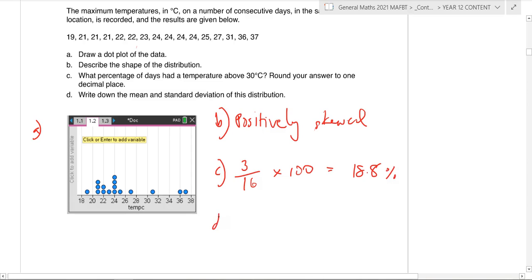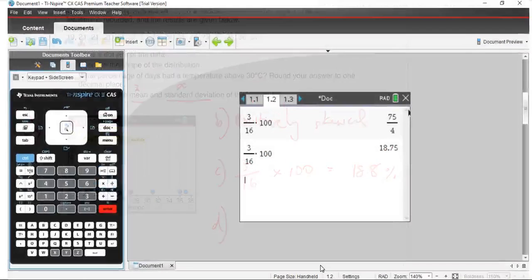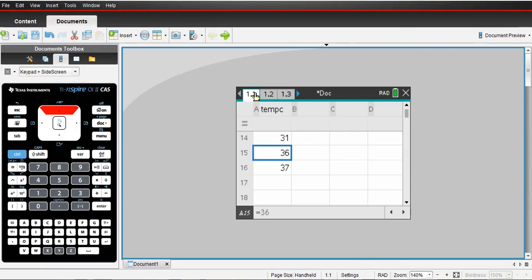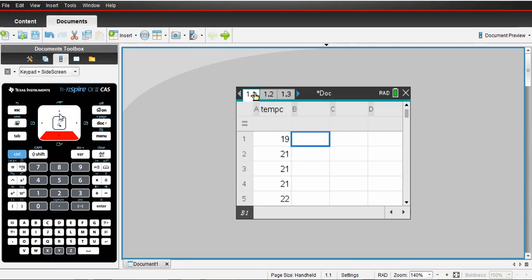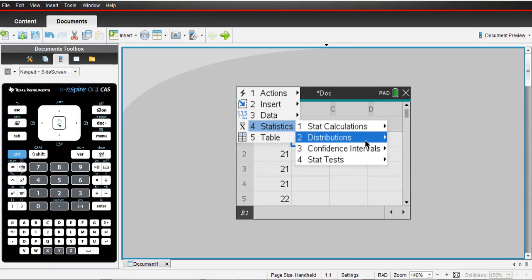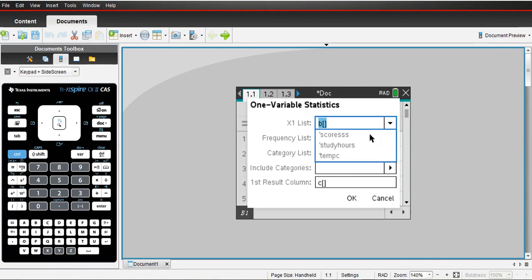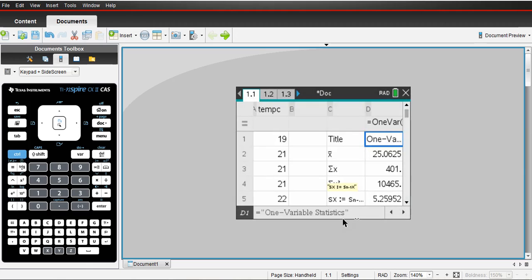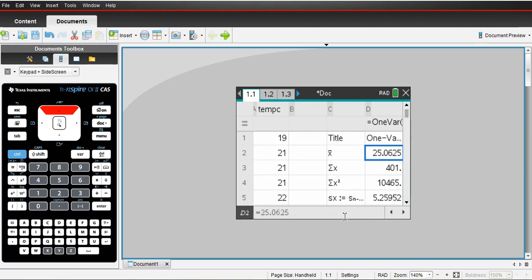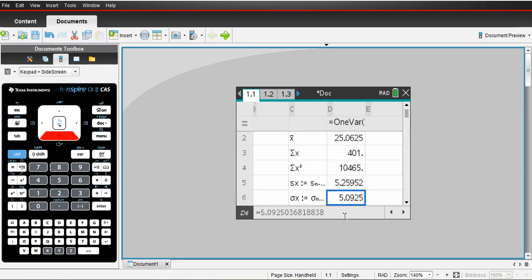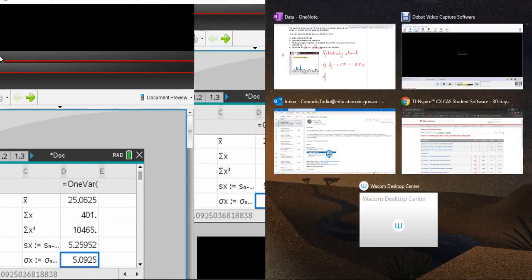And then part D, last bit there, is write down the mean and the standard deviation. Remember, mean on the calc looks like that. Standard deviation is SX. Okay, and then on my calculator, let's find that. So we're working with this data here on temp. We go menu, statistics, stat calc, and then we go one variable stats. Remember we're looking for temp C, so there it is. And there's my mean and my standard deviation. Okay, so let's put them in.